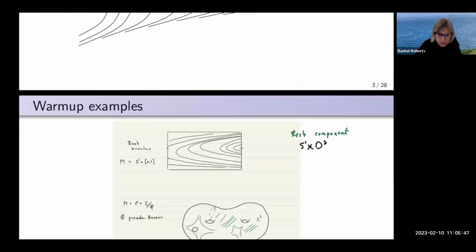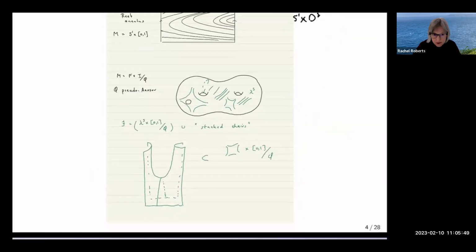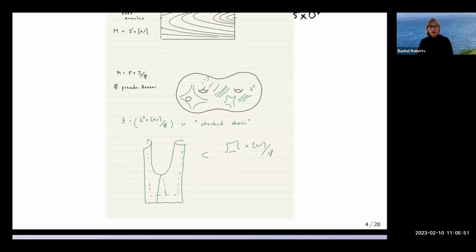But let's think about going up a dimension now. But let's use the crutch that we understand laminations in a surface. So think about taking your favorite geodesic lamination in a surface. Well, let's think about starting with your manifold.